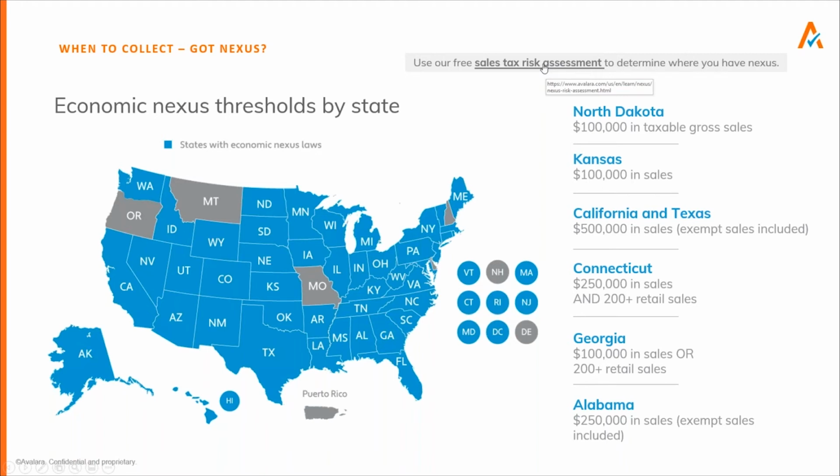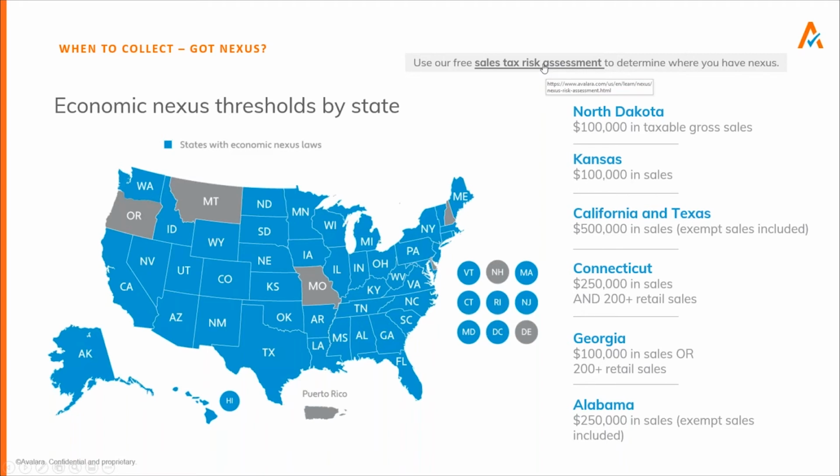Now, North Dakota is $100,000 in taxable gross sales, whereas Kansas is $100,000 in sales. So there is even a difference in what the basis is, not only in the volume threshold of dollar amount, but in the type of sales. California and Texas are $500,000 in sales, and exempt sales are included.